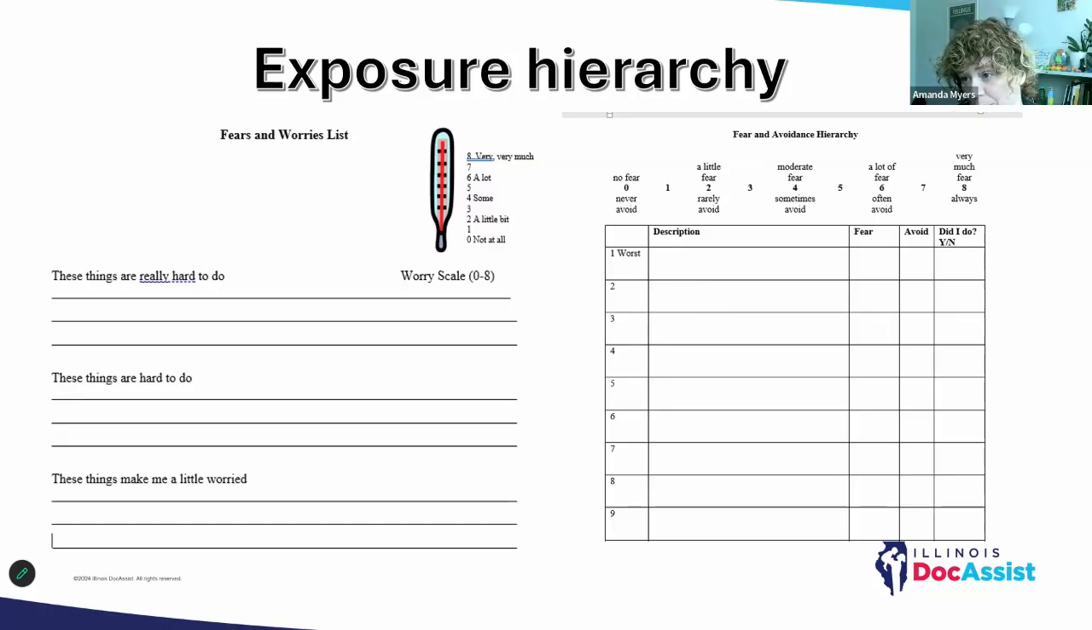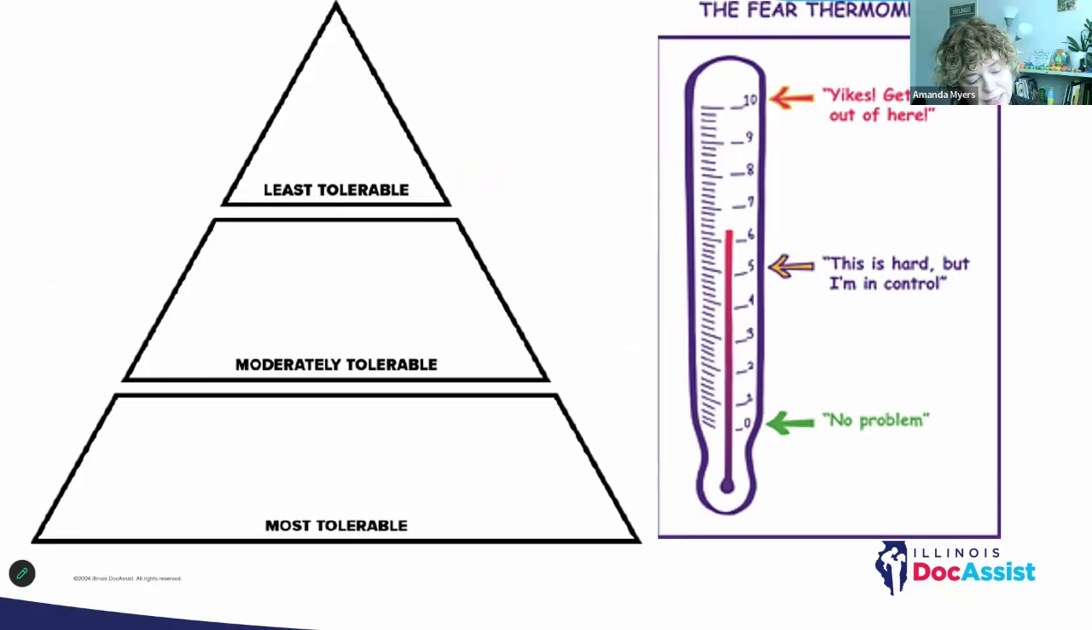And again, I'll show you some examples in a moment, but we list it using different worksheets like this. So for example, with dog phobia, we would start with things that make them least worried about dogs, like maybe showing them a photo, then a video, then looking at a dog through a window, and then eventually getting closer and closer to a safe dog would be an example of how to use this. Here is another example. And this is just another way you can sort the situations that cause anxiety: most tolerable, moderately tolerable, and then least tolerable.